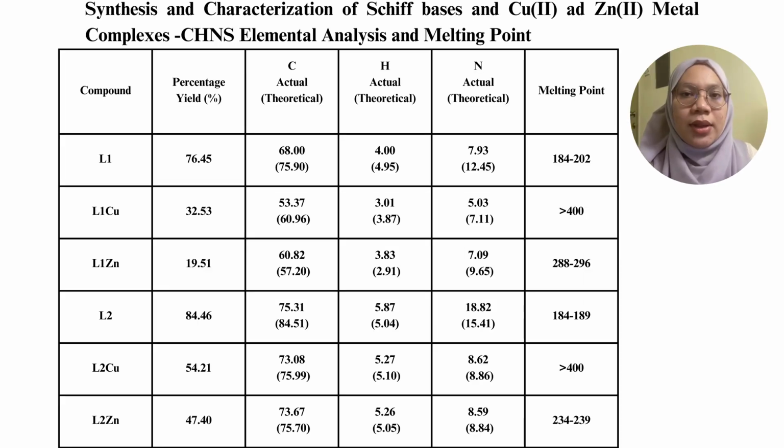From the data tabulated in this slide, it shows that the theoretical and actual percentage of carbon, hydrogen, and nitrogen composition was almost similar for most of the proposed structures. Next, the complexation of zinc acetate dihydrate with ligand 1 produced a lower percentage yield compared to the other complexations. This may be due to an incomplete reaction where the ligands do not fully react with the reactants to form the products.